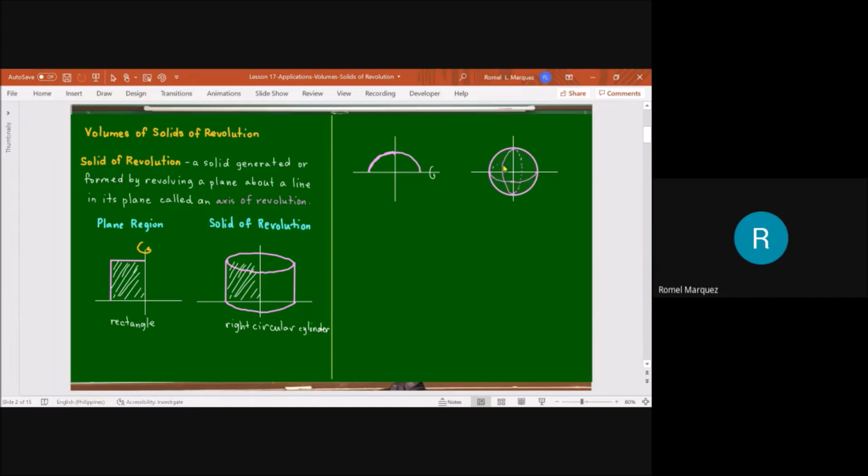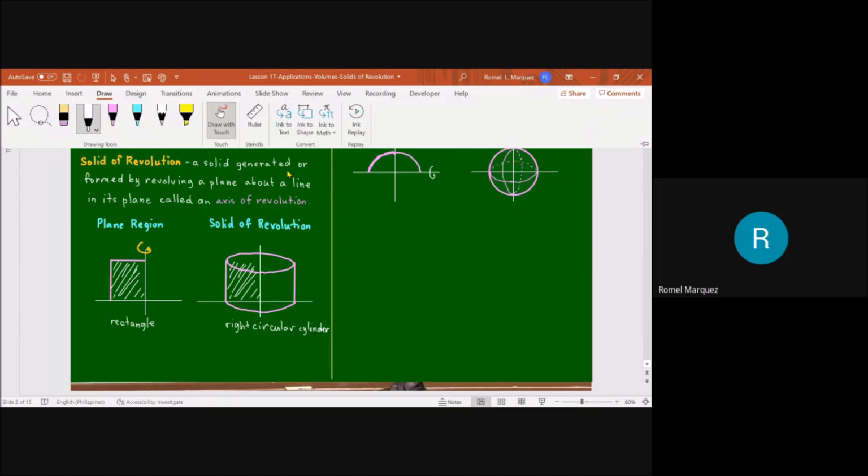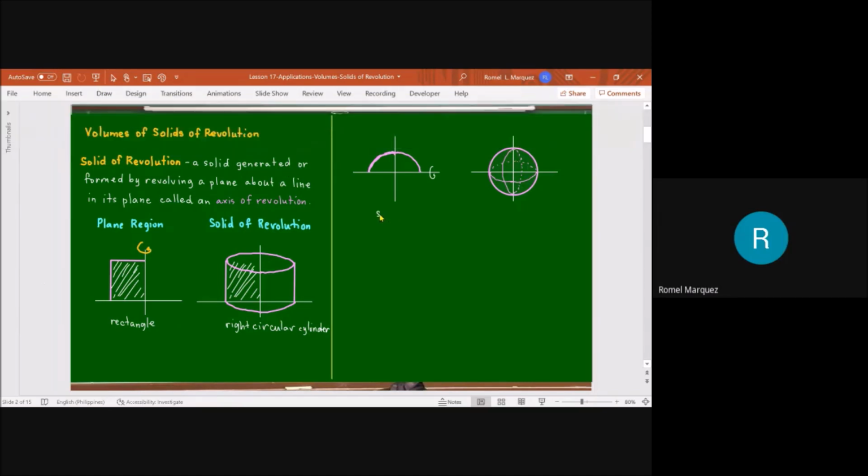So this is now the sphere. So this is the semicircle. And then this is the sphere.